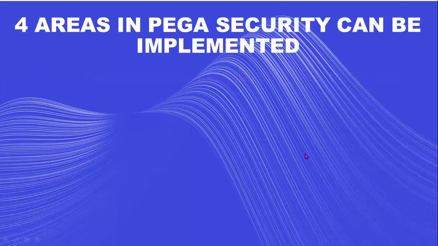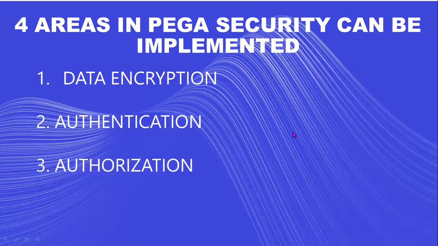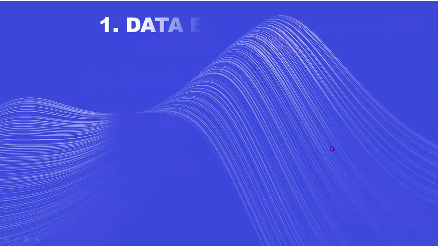Okay, so there are mainly 4 areas where PEGA security can be implemented. So what are those 4 areas? One is data encryption, the other one is authentication, the third one is authorization, and the fourth one is auditing. So these are the 4 areas on which we need to implement the security. So how can we implement it? The very first one is data encryption.